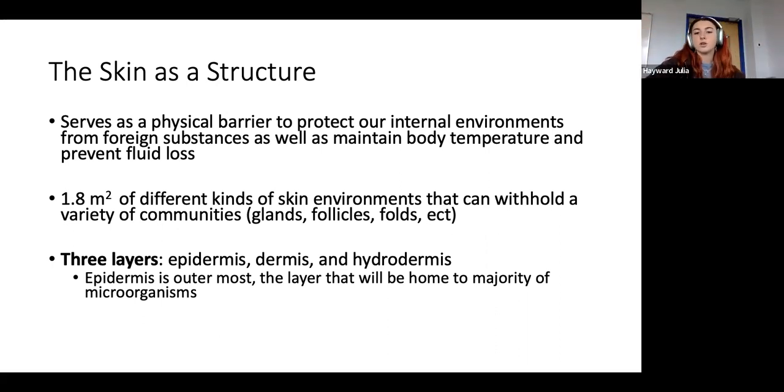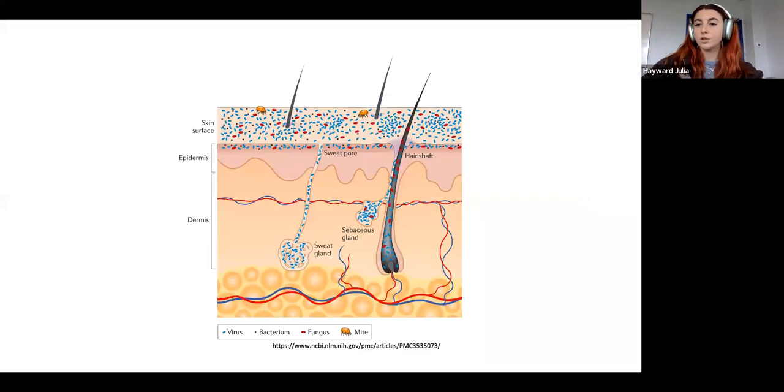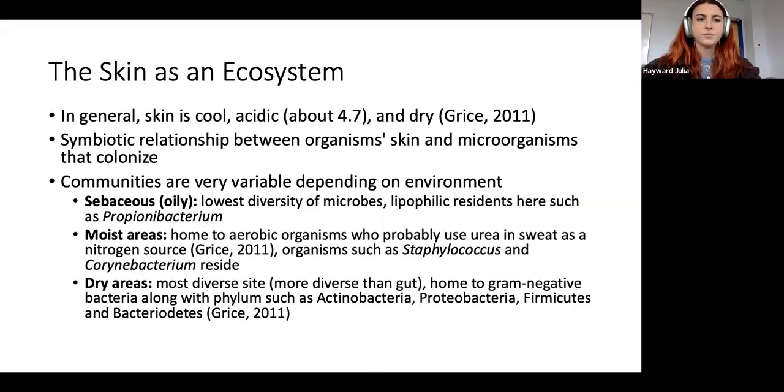The three layers of the skin, epidermis, dermis, and hypodermis, are not too important to what we're talking about here, but I thought it would be reasonable to insert this picture right here, where we can see the skin surface is where we're seeing the most viruses, bacteria, and fungi, as well as seeping down into the epidermis. But we can also see that they can reside in the sweat glands, sebaceous glands, which are just oily glands, and the hair shafts as well. So the community of bacteria or viruses in the sweat glands is obviously going to be very different than what is on the surface. That's going to be a much drier environment.